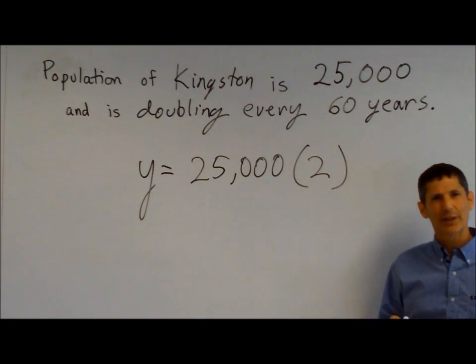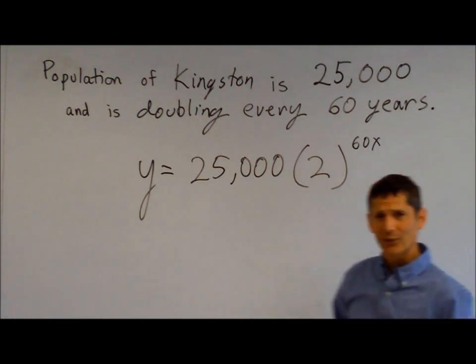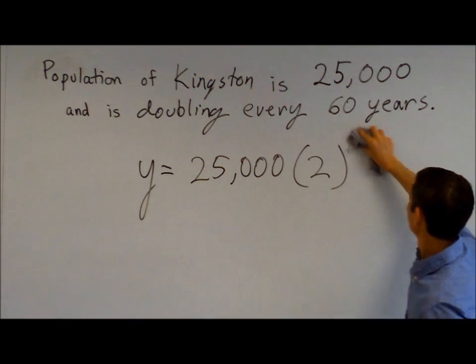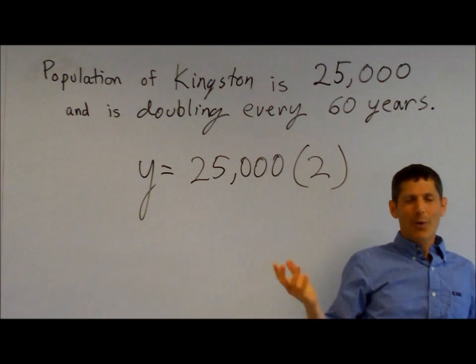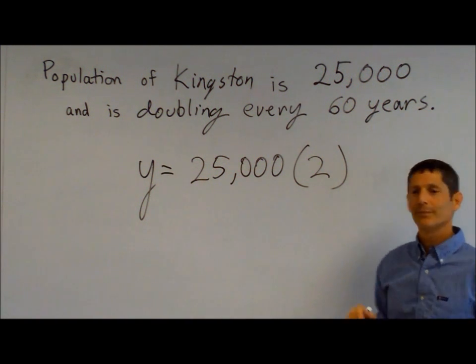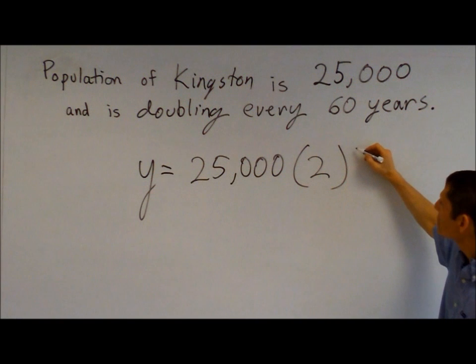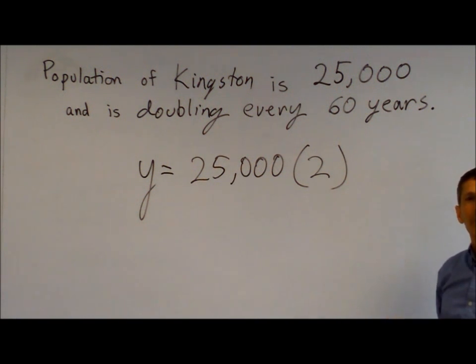Sometimes students get this mixed up. Is it 60x? Is it x over 60? Is it 60 over x? Well, what do you think? How could I figure this out? Well, let's see. You want to multiply by 2 when you plug in a 60. So when you plug in a 60, you want your exponent to be a 1.